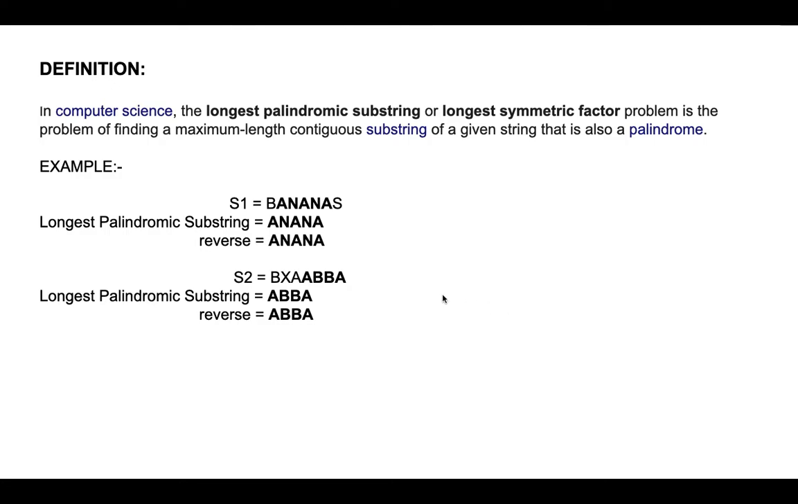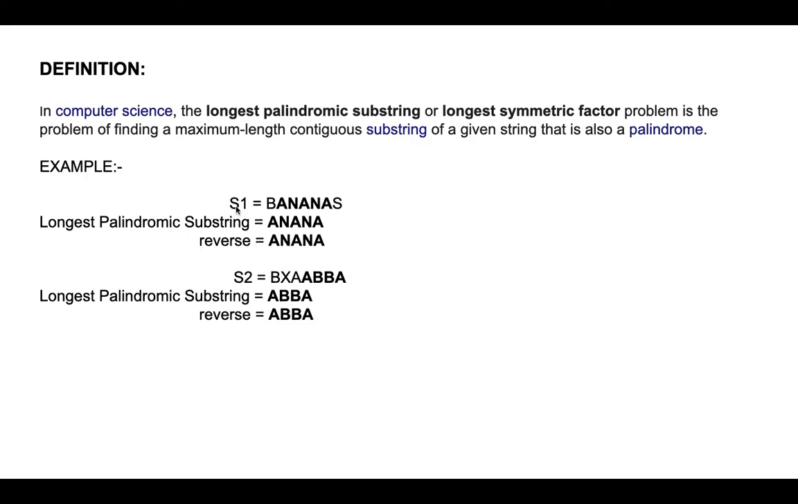If we have string A and we reverse the string and get the same result, such a string is known as a palindromic string. If we take another example, string A, and we reverse the string and get the same result, then again such a string is known as a palindromic string.